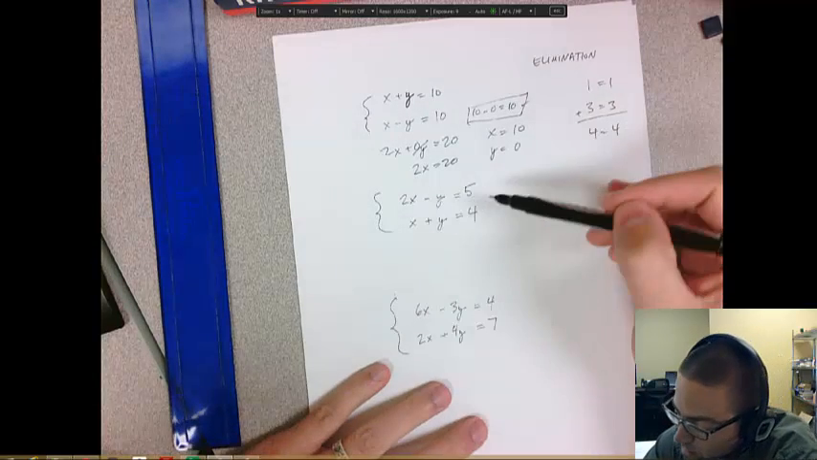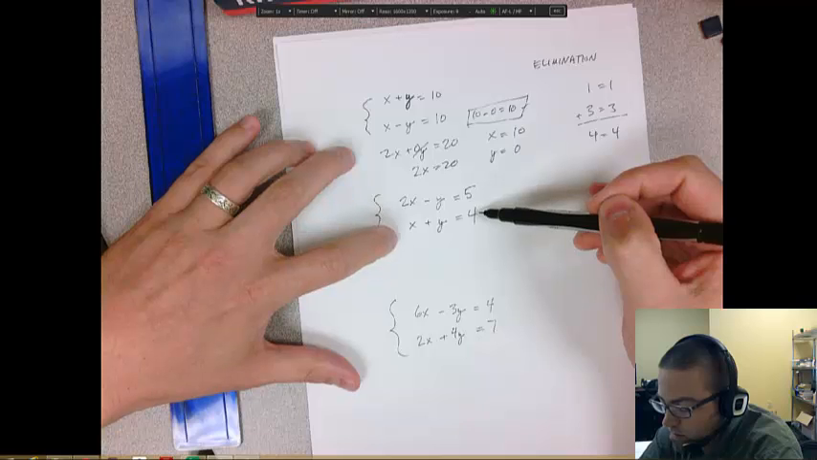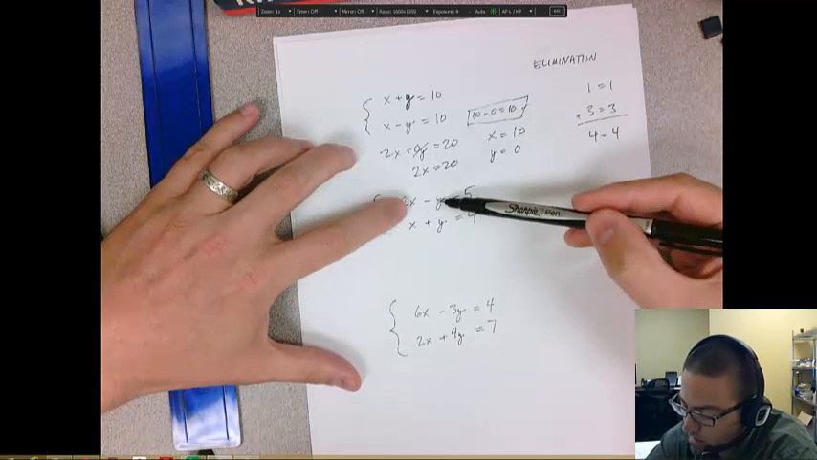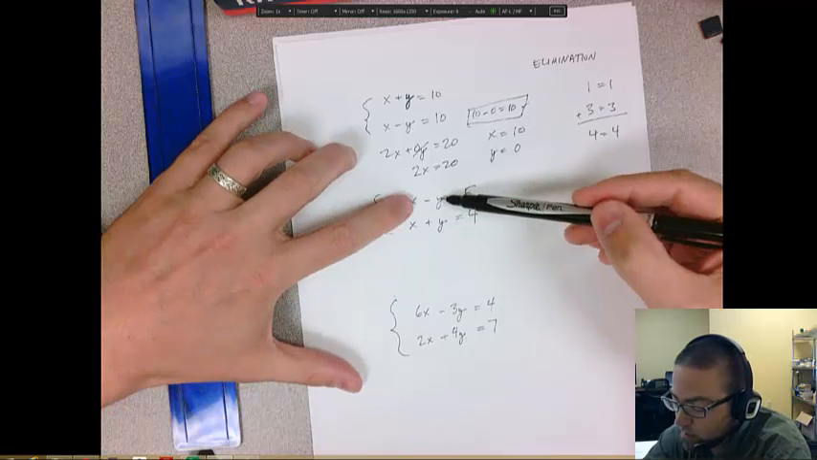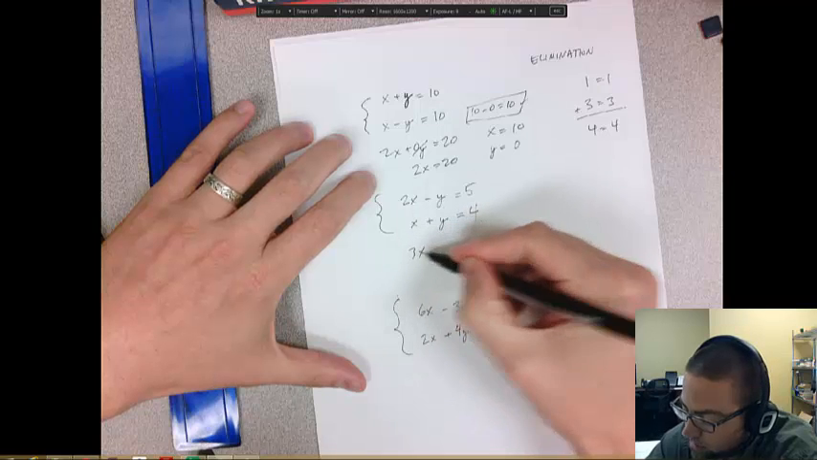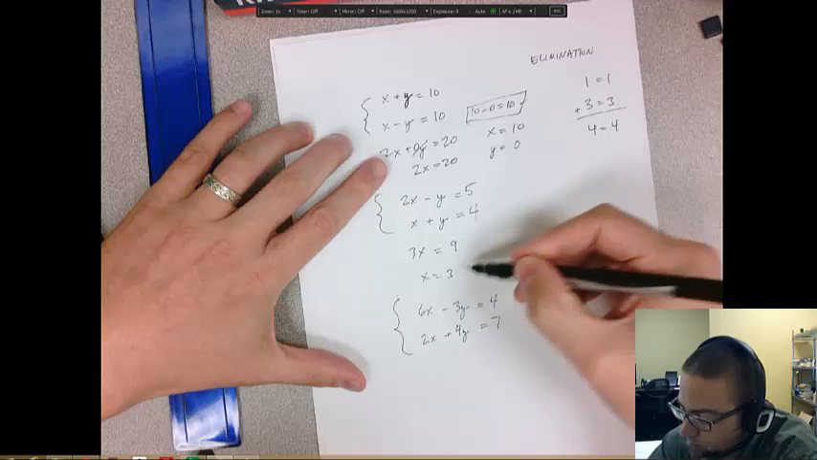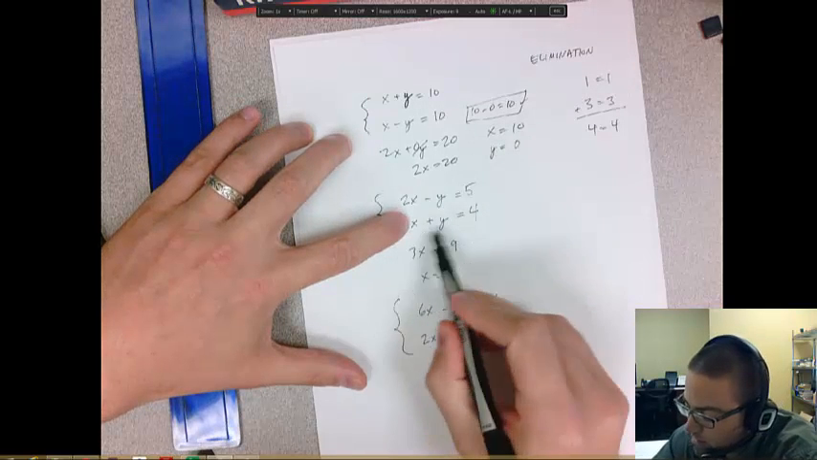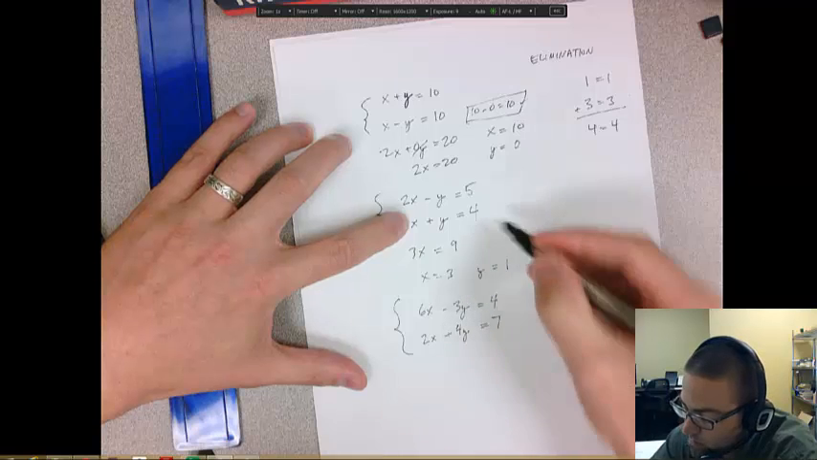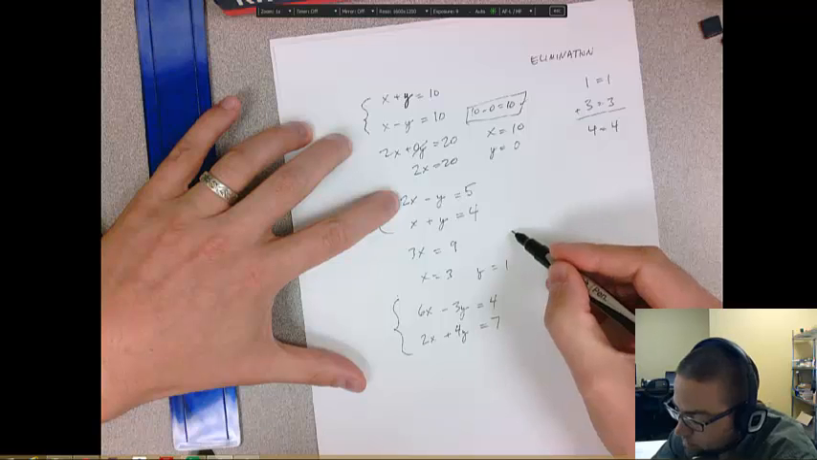Okay, so now what would I do to make one of the variables eliminate? It looks like I could still just add them straight up and get 0 for y, right? So I get 3x equals 9, so x equals 3. Or if I substitute back in, 3 plus something is equal to 4, so y better be 1. That's my guess.